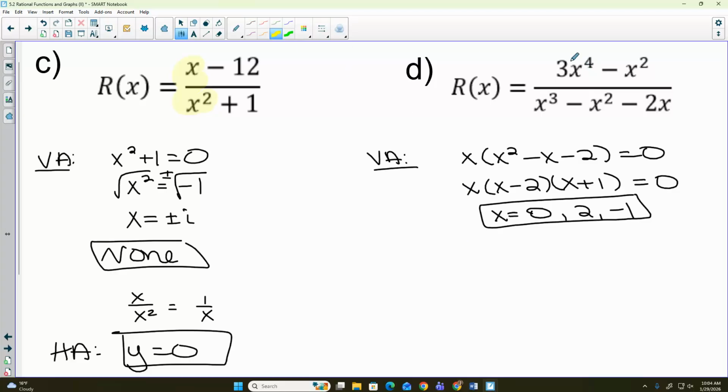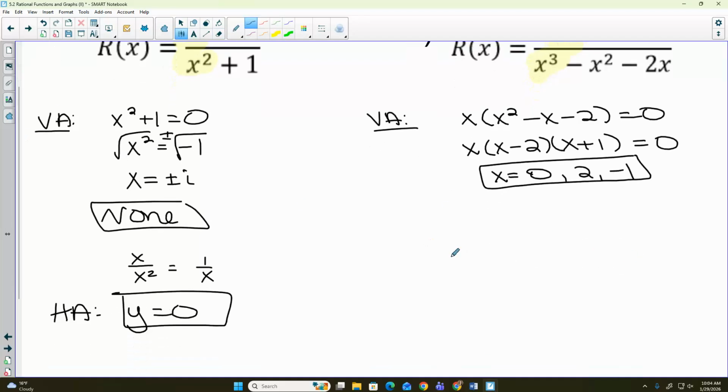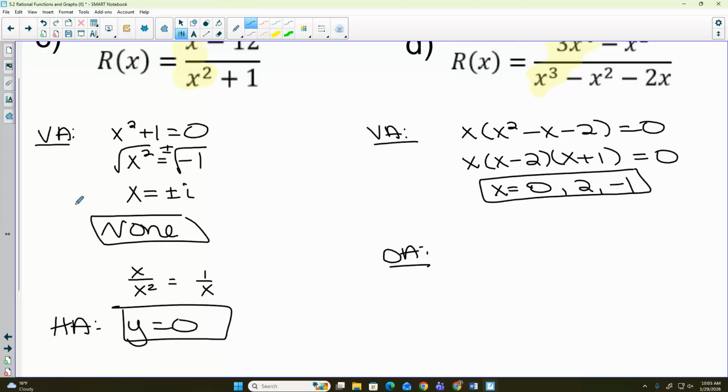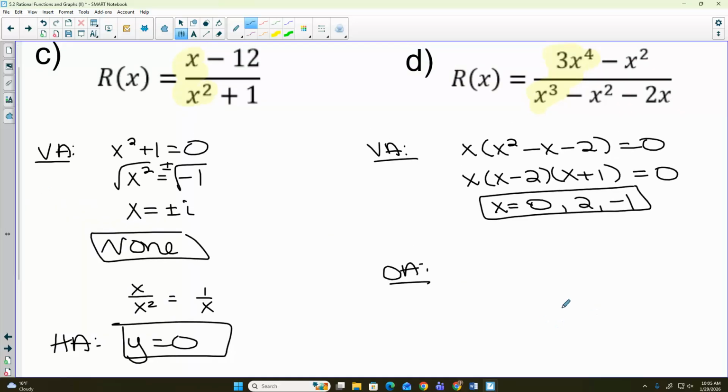Horizontal or oblique. What happens if you do 3x to the 4th divided by x cubed? We get 3x. Is that a horizontal line? No. That's going to be oblique because it still has an x in it. Okay. Unfortunately, a line is y equals mx plus b. Did I have the whole line there? No. I just had the first step. So for an oblique, you're going to have to do a little bit of your long division.